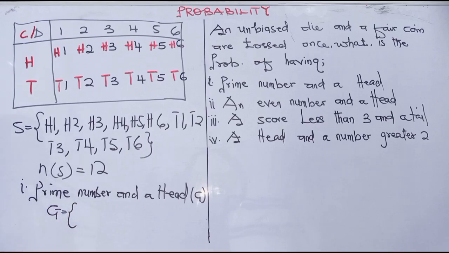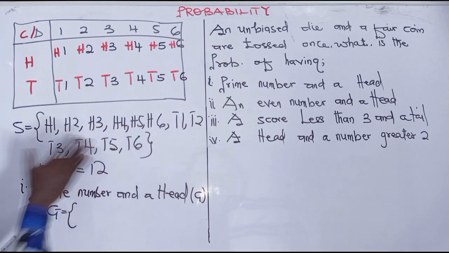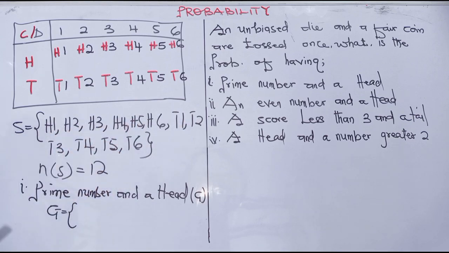Then we look through the sample space, that is all the set of possible outcomes, to see if we can have a prime number and then a head. And we know what prime numbers are. They are numbers that have only two factors, the number itself and then 1.